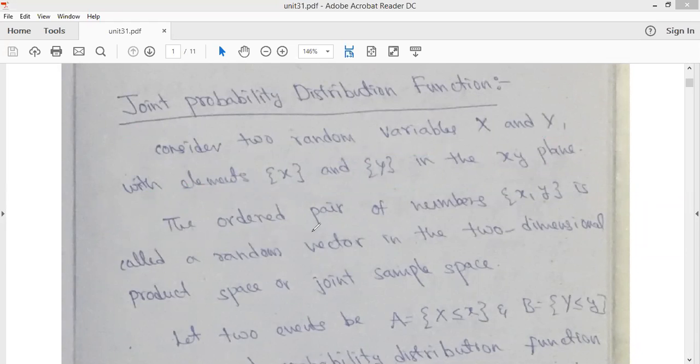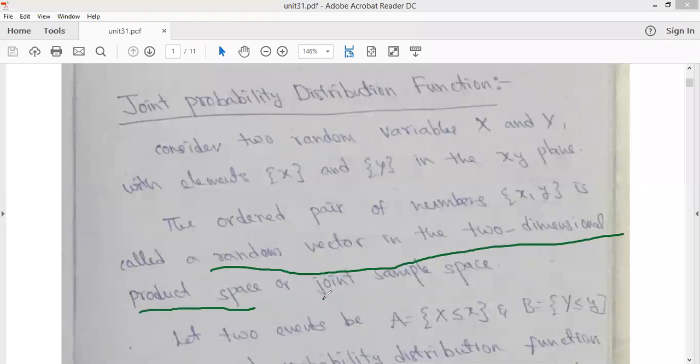The ordered pair of numbers x comma y is called a random vector in two-dimensional product space, or it is also called joint sample space. So the ordered pair of the numbers x comma y is called what? The random vector in the two-dimensional product space or joint sample space. So this is called joint sample space or two-dimensional product space, and this combination is called random vector.